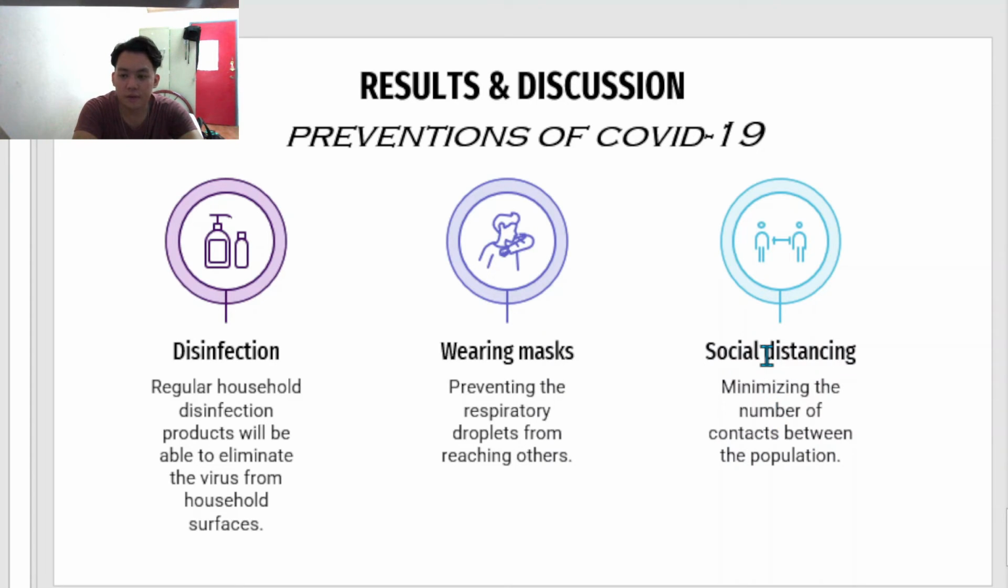This measure will affect the infection rate because the number of contacts will be decreased and the transmissibility will also decrease. The next one is disinfection. So basically, we can apply this in our own household, where regular household disinfection products work in eliminating the virus from household surfaces.